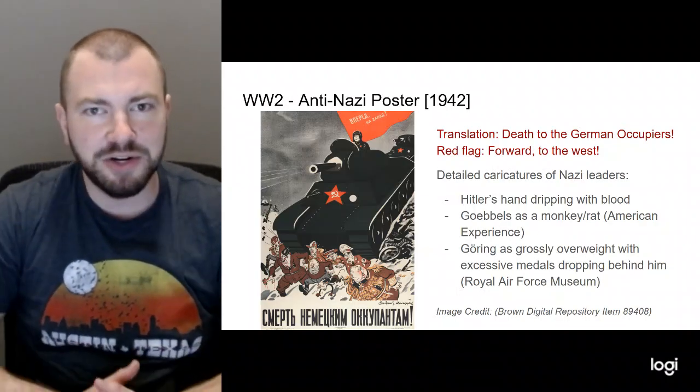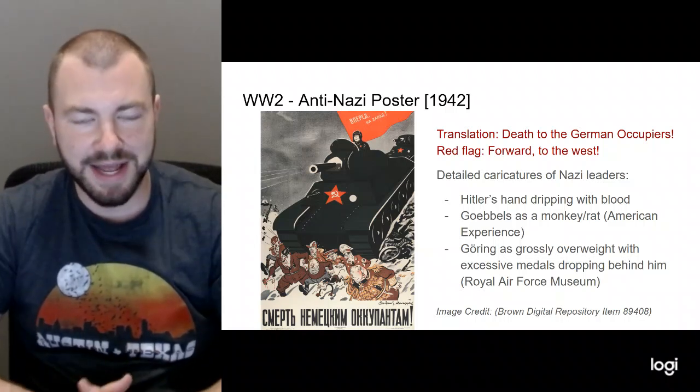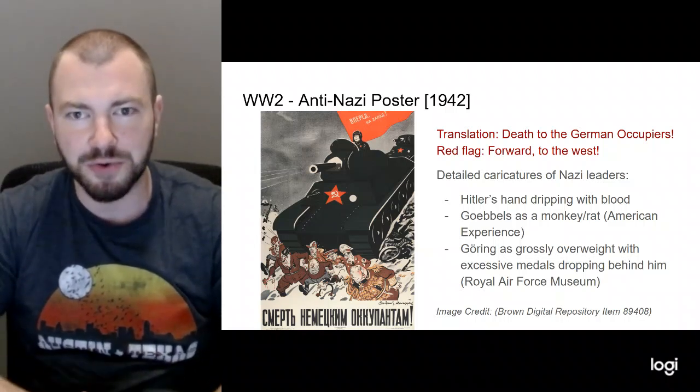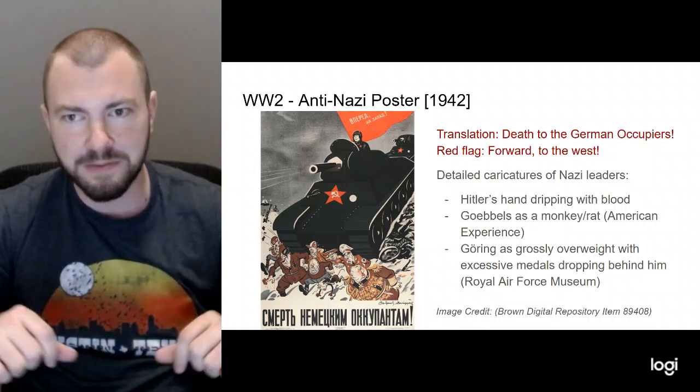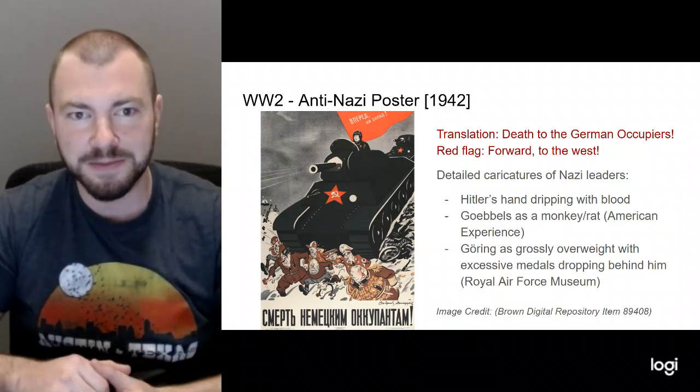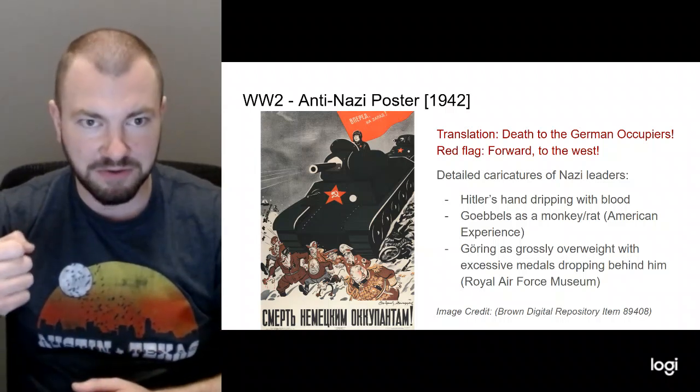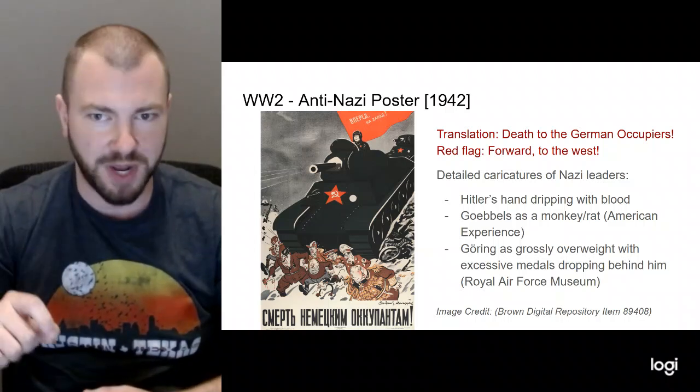So our first image here is from World War II. This is an anti-Nazi poster from 1942. The translation at the bottom is "Death to the German occupiers," and the red flag that's flown above the Soviet tank says "Forward to the West."